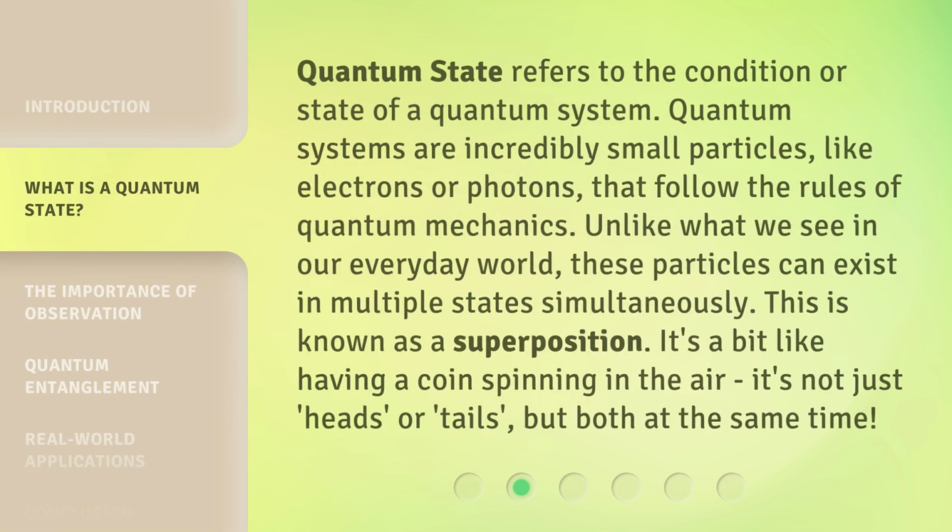Quantum state refers to the condition or state of a quantum system. Quantum systems are incredibly small particles, like electrons or photons, that follow the rules of quantum mechanics. Unlike what we see in our everyday world, these particles can exist in multiple states simultaneously. This is known as a superposition. It's a bit like having a coin spinning in the air. It's not just heads or tails, but both at the same time.